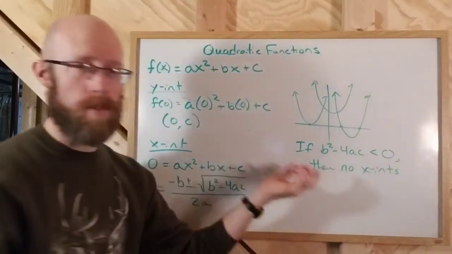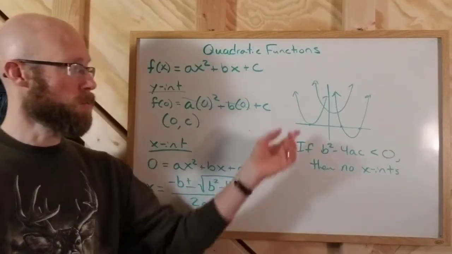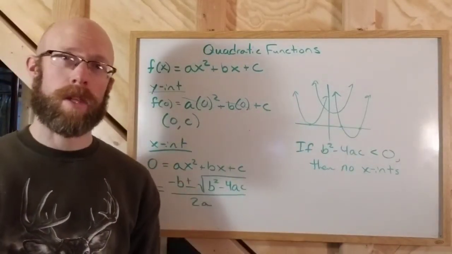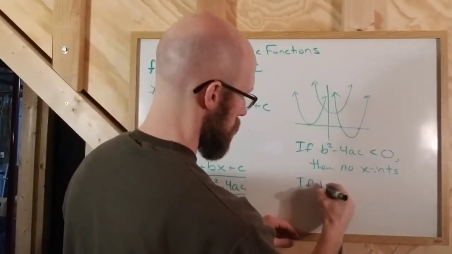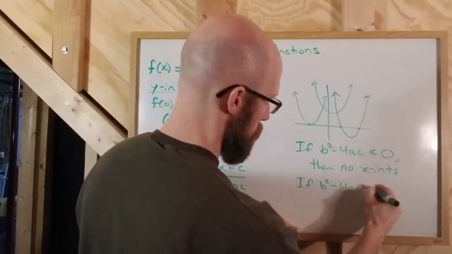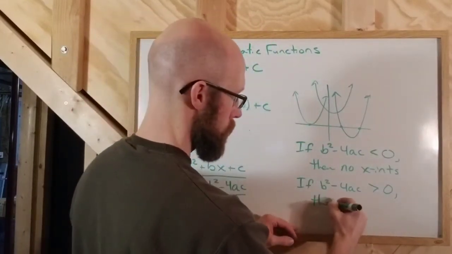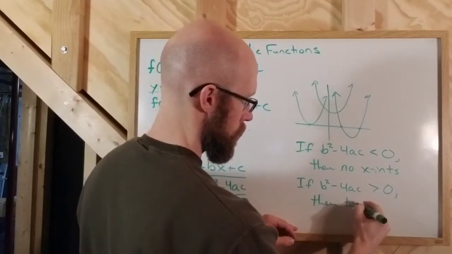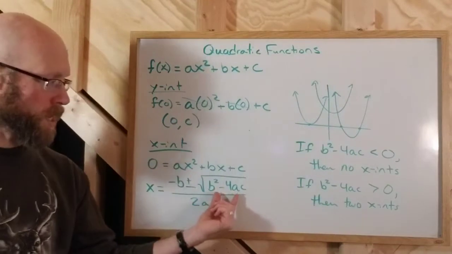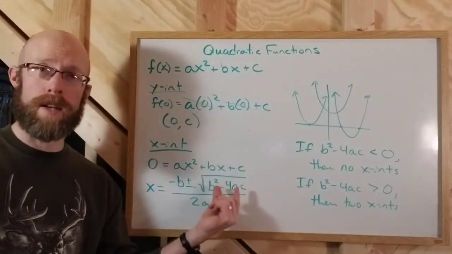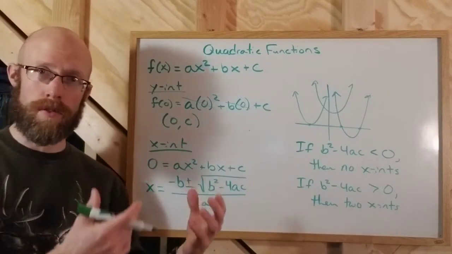The reason again for that is because when you take the square root of a negative, you get a complex number which cannot be plotted on the number line, so you don't actually hit the axis there. However, if that discriminant is positive, greater than 0, then there are two x-intercepts. Whatever you take the square root of the positive number, you get the plus or the minus of that, and that gives you your two values.